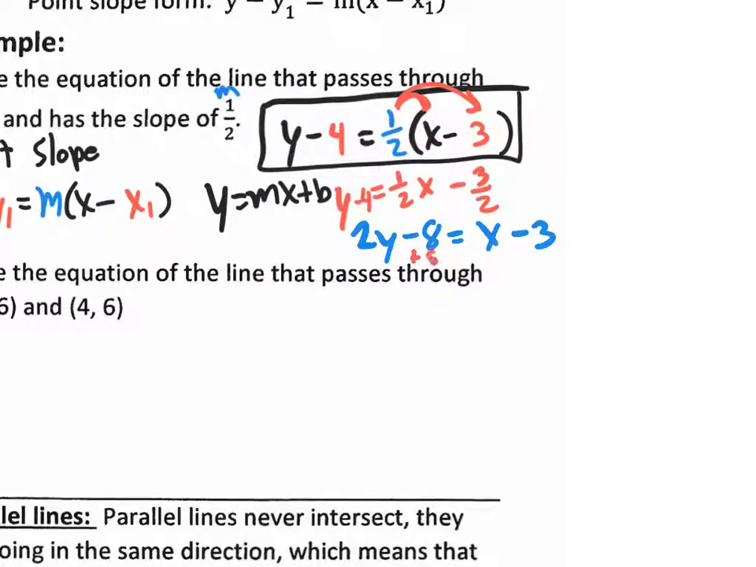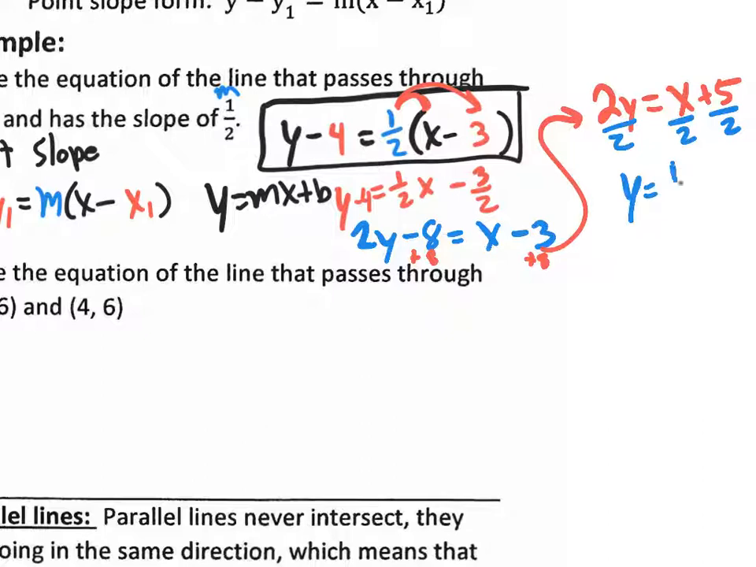So you would go plus 8, plus 8. You'd have a new equation that reads 2y equals x plus 5. And then my final step would be to divide everything by 2. Divide by 2, divide by 2, divide by 2. And you get y equals 1/2 x plus 5/2.